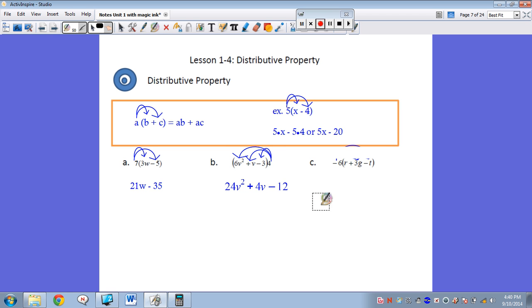Okay, and then the last one is c. The negative 6 is back on the left side. You're still multiplying. There's 3 things involved. So you're going to take negative 6 and you're going to multiply by the r, negative 6 times the 3g, and negative 6 times negative t. Negative 6 times r is negative 6r. Negative 6 times 3g is negative 18g. And negative 6 times a negative t, remember a negative times a negative is a positive, so 6 times t is positive 6t.